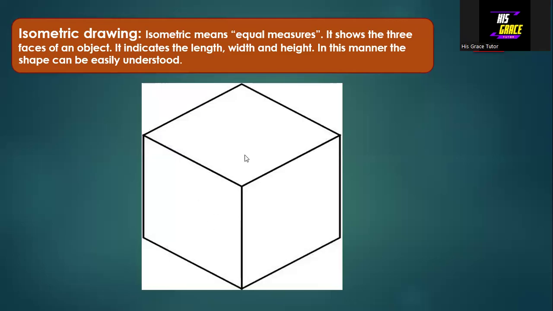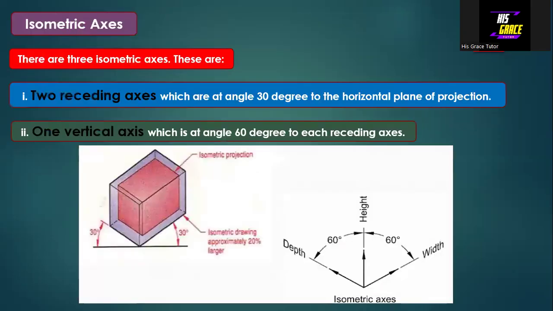So this is an isometric cube. And as we say, isometric drawing shows us 3 faces of an object. You look at this. So this is a face, this is a face, and this is another face. So this is the top face, this can be the side face, and this can be the front face. But we can see that this is an isometric cube. That is how simple an isometric drawing is.